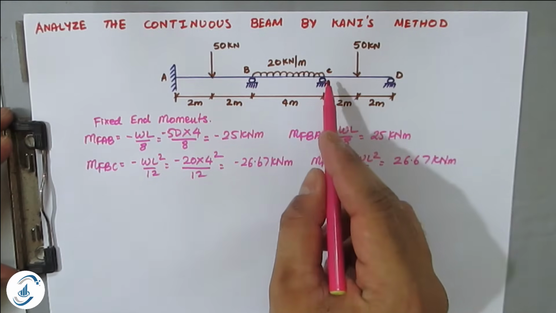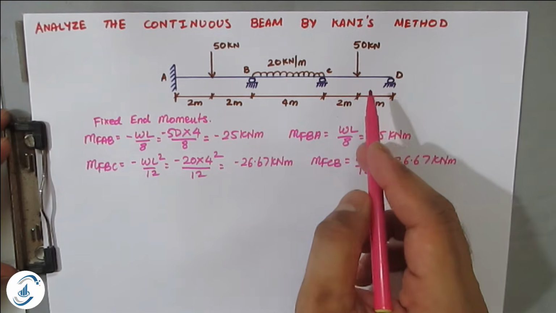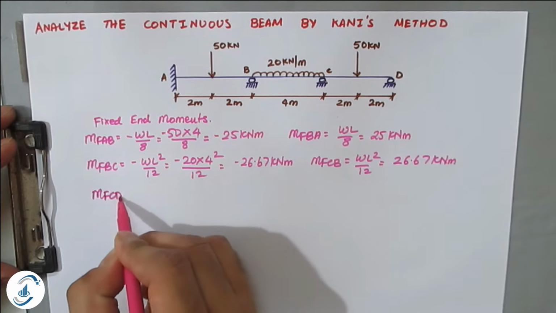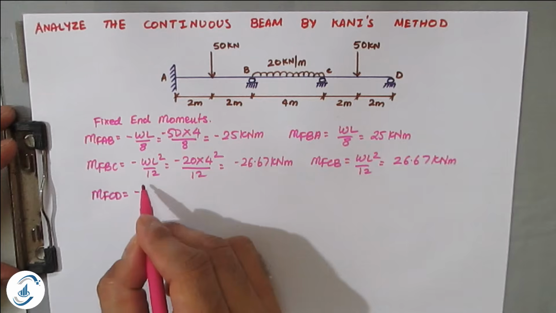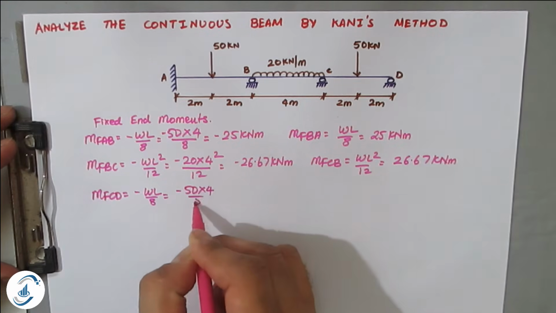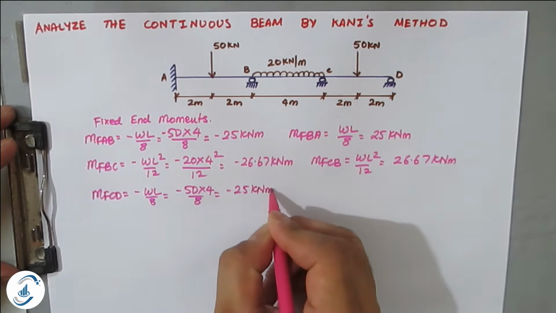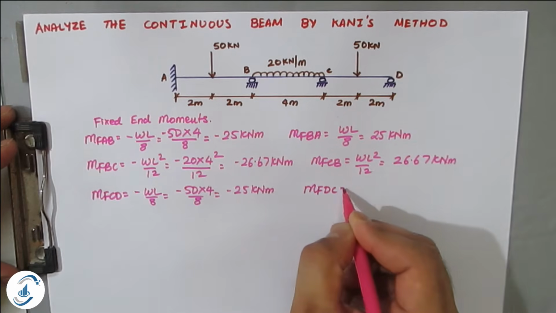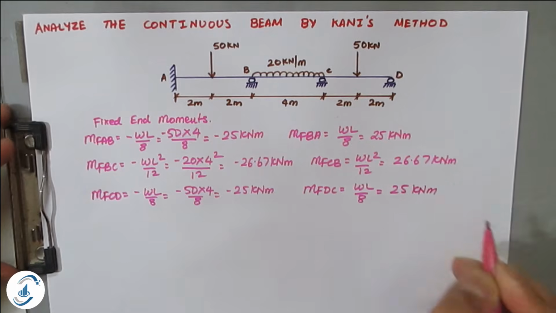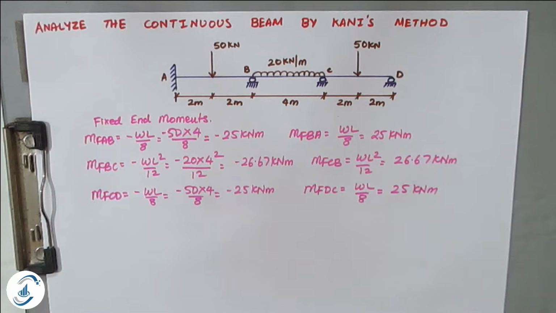Next, again point load at the center, MFCD will be anti-clockwise, that is negative. MFDC will be clockwise, that will be positive. So MFCD will be negative because it is anti-clockwise. So again WL by 8. So minus 50 into 4 divided by 8. So again it is minus 25, and MFDC, WL by 8, positive 25 kilonewton meter.